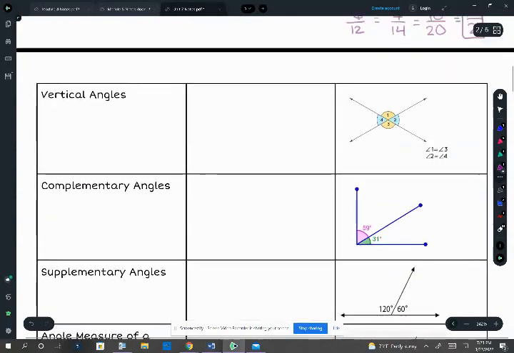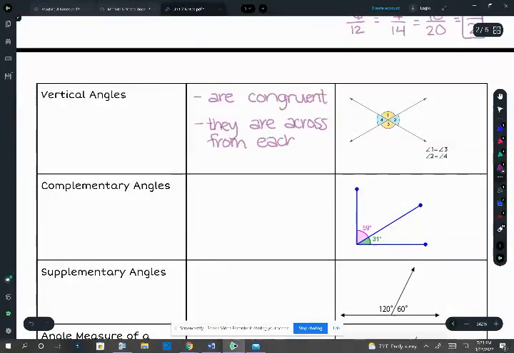As we look at vertical angles, they are congruent, and they're the angles that are across from each other. So we're going to say they're congruent. So vertical angles are congruent, which means they're the same. They're the angles that are across from each other when 2 lines intersect.